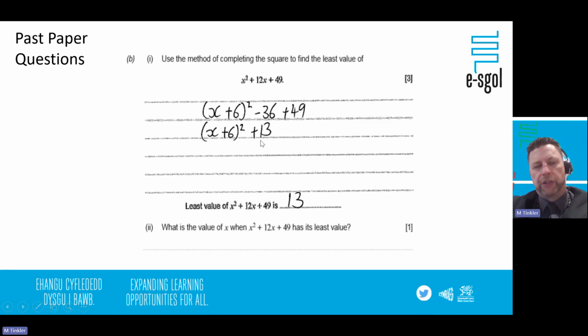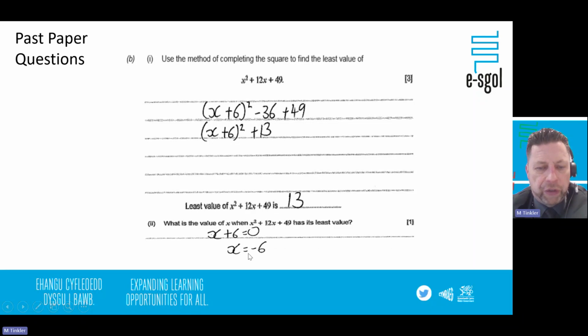Now, on the previous slide, it just says to simplify. This particular question asks something else, the least value. The least value you can possibly get is 13 from this 13 here. What is the value of x when it is? So to make it that, you've got to get x plus 6 squared to be as low as possible. The lowest you can get from any squared number is 0. And the lowest that will be is at -6. Why? Because x plus 6 all squared has to equal 0. x plus 6 has to equal 0. So x has to equal -6.